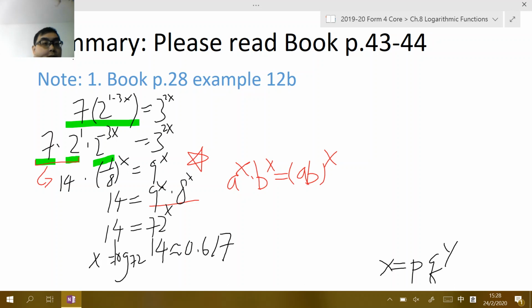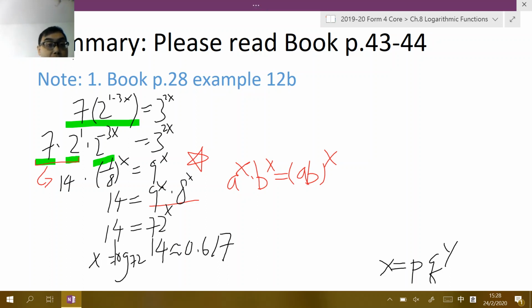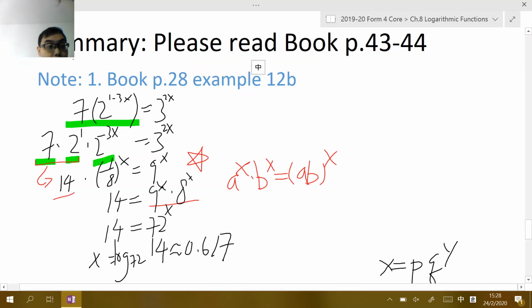Do remember, because 7 and 2 are multiplying together, and 2 is also multiplying after separation, don't distribute inside. That means the 7 will only multiply once on the left, and then with 2 to the power 1 and 2 to the power negative 3x. And then for 3 to the power 2x, you just put it here. Now what we can do is combine those with only constants. For example, 7 and 2 to the power 1 become another number. You can see that I've combined it and it becomes 14.